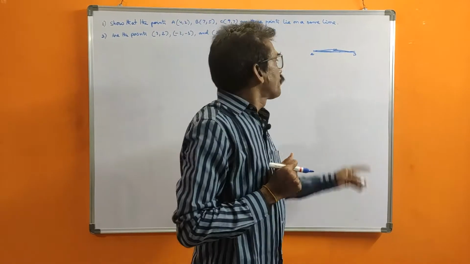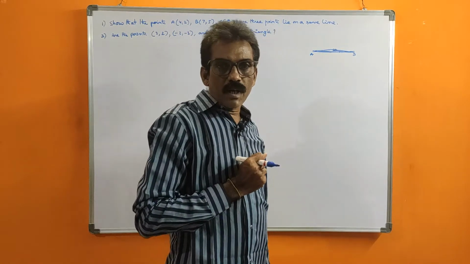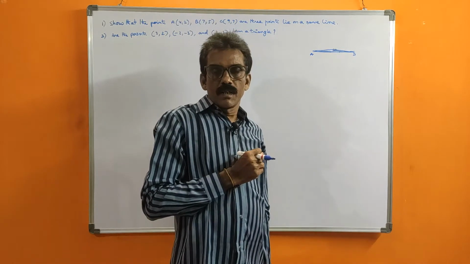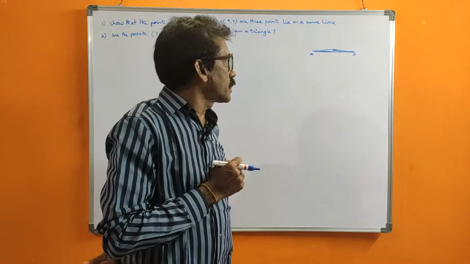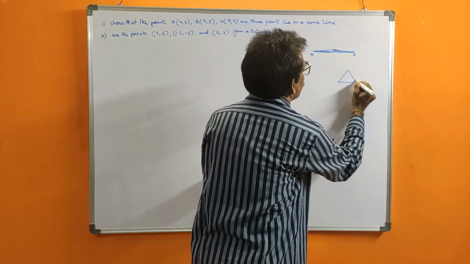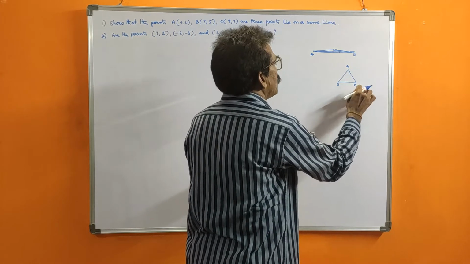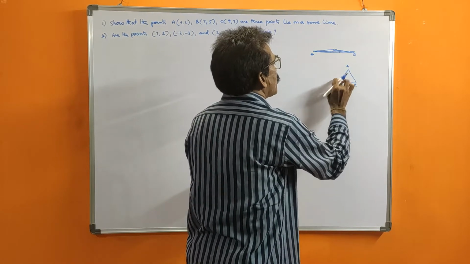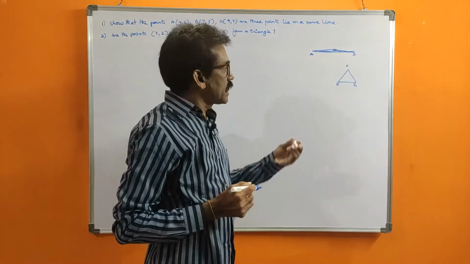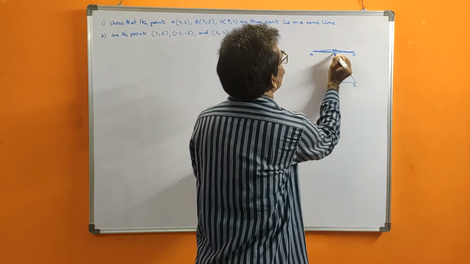When it becomes a triangle, AC plus CB is not equal to AB. Why? Because in any triangle, the sum of any two sides should be greater than the third side. That is the triangle property. Here, ABC: AB plus BC is greater than AC, AC plus BC is greater than AB, and AB plus AC is greater than BC. Only then is it a triangle.